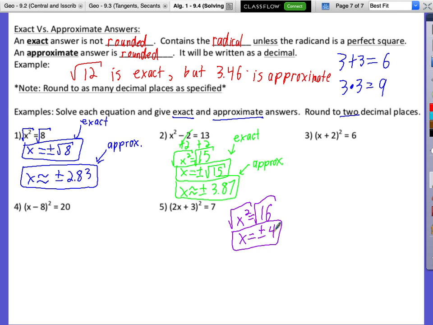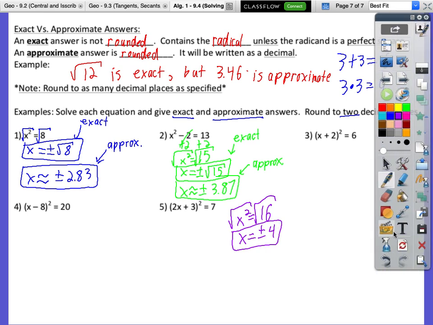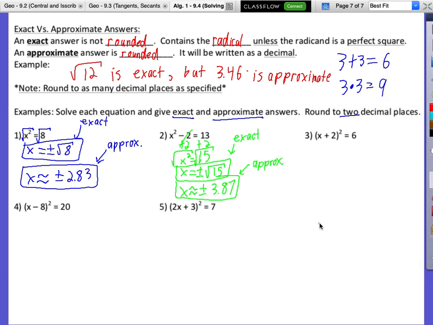All right. Now, we're going to do number 5, and then we're going to be done with these notes. Okay. So, our first step is to do what? Get the squared term by itself. What is being squared here? 2x plus 3. Is it already by itself? Awesome. So now what do we do in our second step? Square root both sides, the whole sides of the equation.